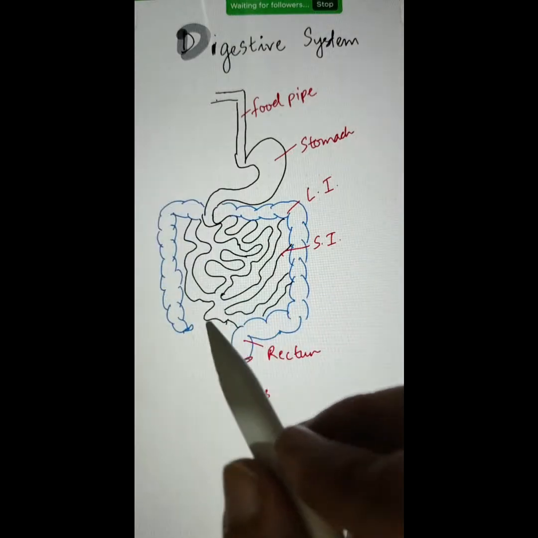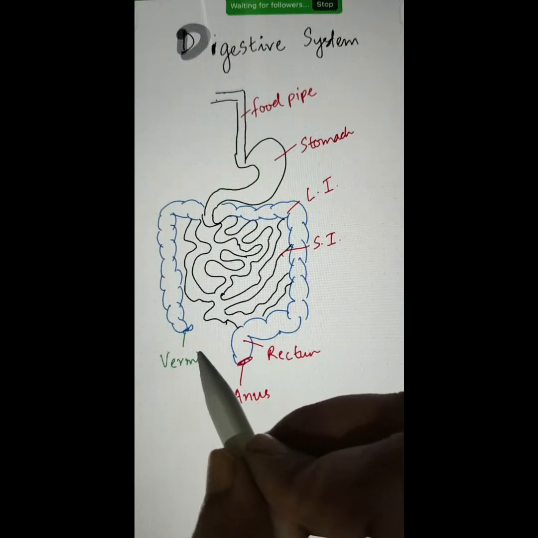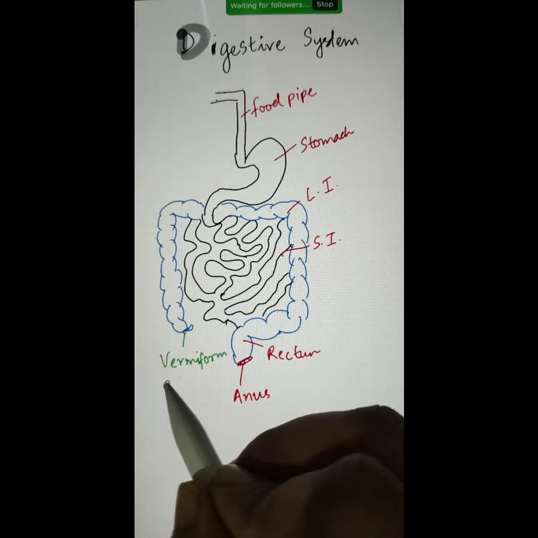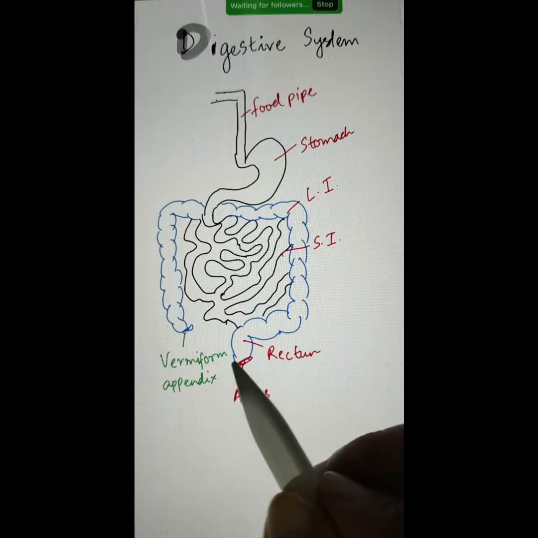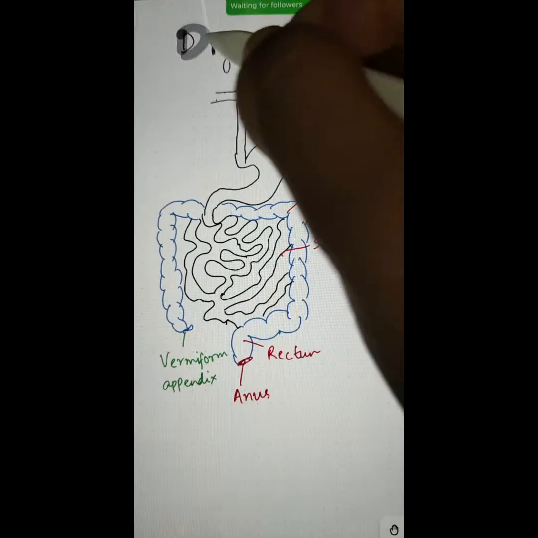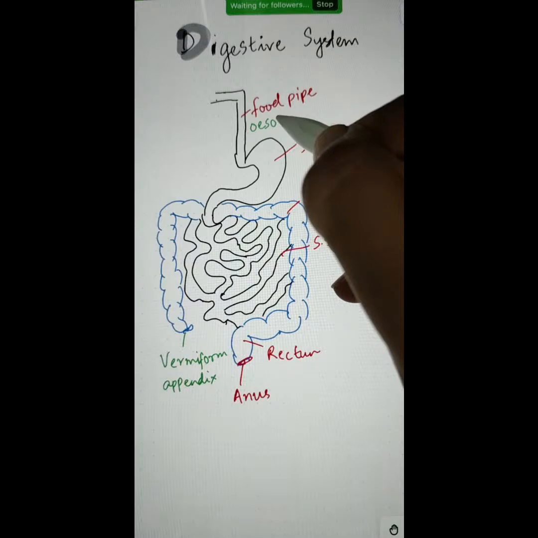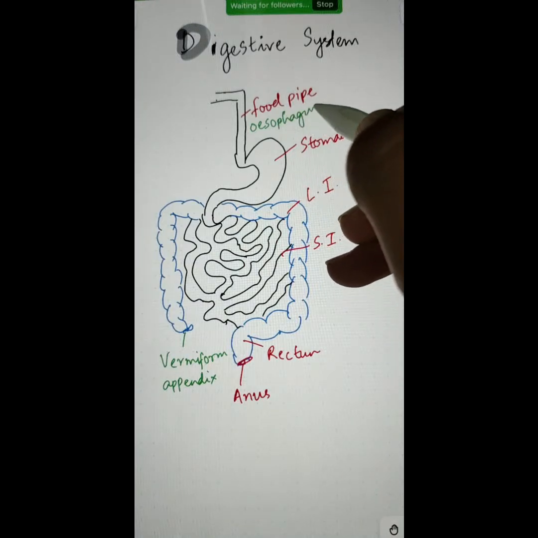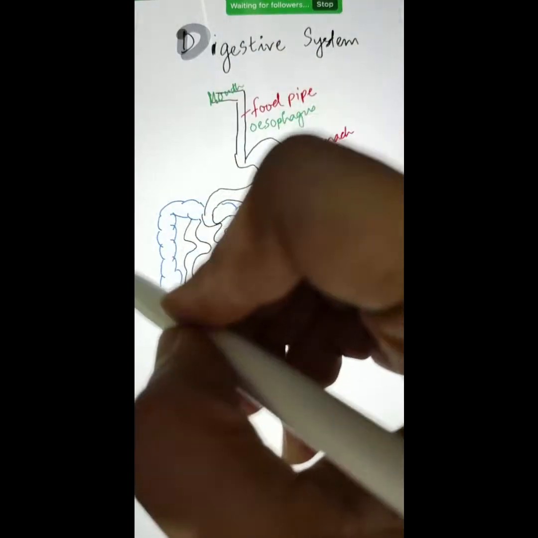This part is rudimentary in the human beings and it is known as vermiform appendix. It is of no use to us. That is why if certain people face inflammation or infection in the appendix, then this part of the large intestine is removed surgically, right? So esophagus is also named as esophagus. And the front part will be shown as the mouth.